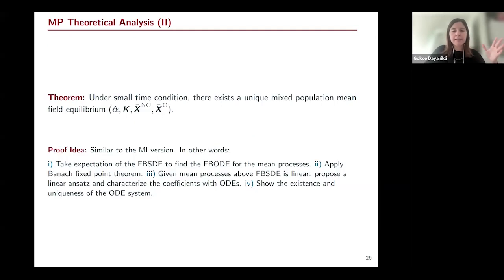But the idea is the same as the previous one, where we take the expectations of the differential equations, show the existence and uniqueness of the mean processes, then plug these existing and unique mean processes into the FBSDE, realizing that we now have a linear forward-backward stochastic differential equation system, and then basically giving a linear ansatz and showing the existence and uniqueness in the reduced ODE system.